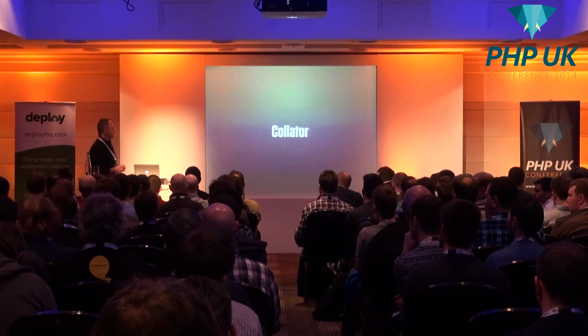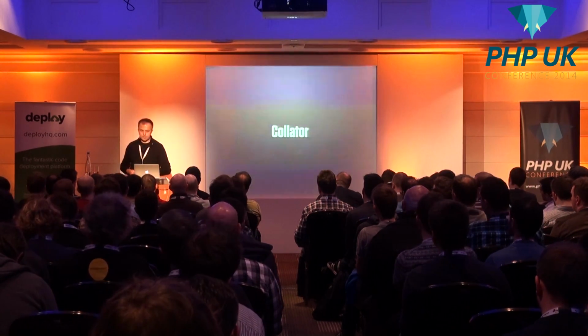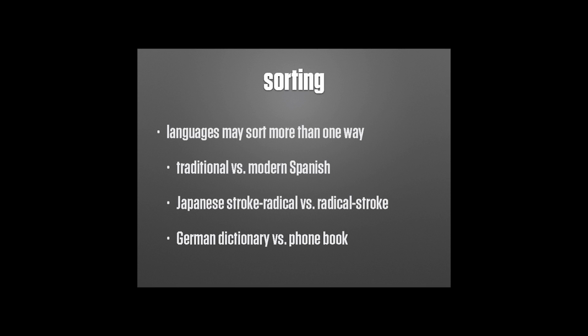Thank you. So next thing is the collator class. And collation is another term for ordering or sorting. As you can imagine, different languages have very different rules about not only what order the characters occur and what order they should be sorted in, but they may sort more than one way depending on what the target text will be used for. For example, in German, whether you're making a dictionary or a phone book, they're going to be sorted different ways. Or in Spanish, traditional versus modern Spanish sort differently. Or in Japanese, you can start with stroke and then radical sort, or vice versa.